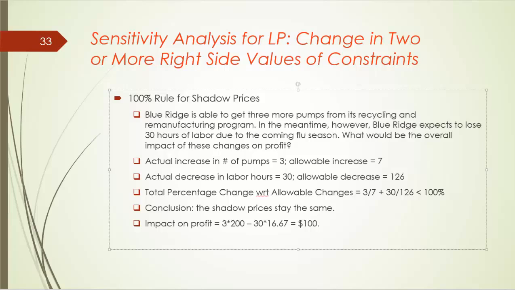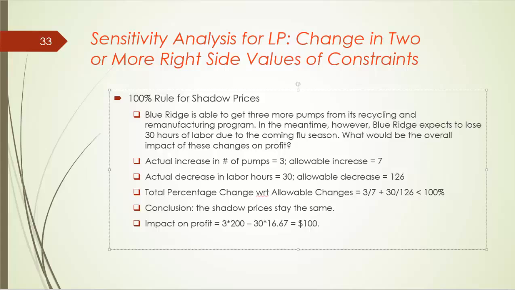Second, the total percentage change with respect to allowable change is 3 over 7 plus 30 over 126, which is less than 100%. In this case, we don't need to actually calculate the ratio. It is easy to see that both 3/7 and 30 over 126 are less than 0.5, so the sum of the two cannot be more than 100%. As a result, the shadow prices remain the same.